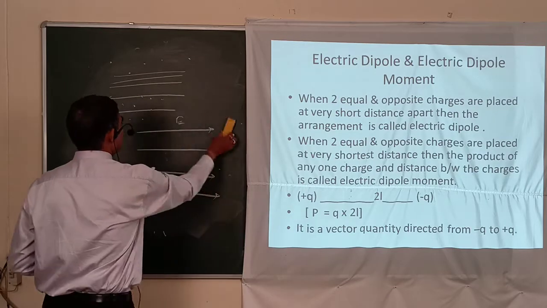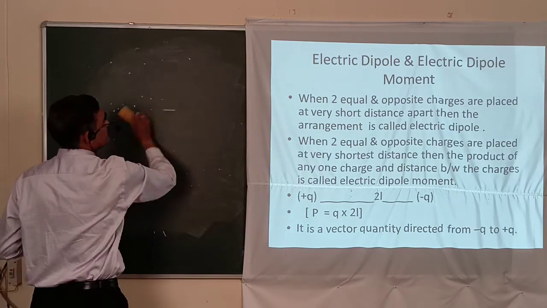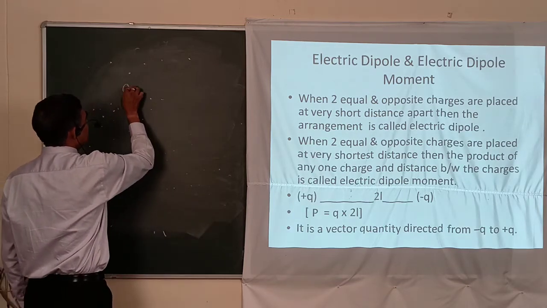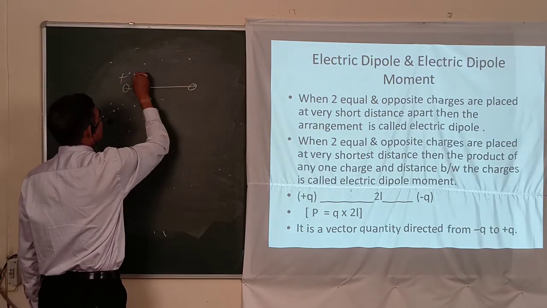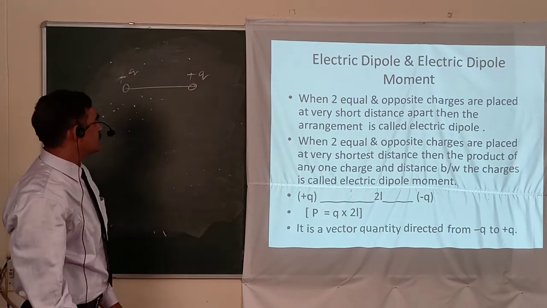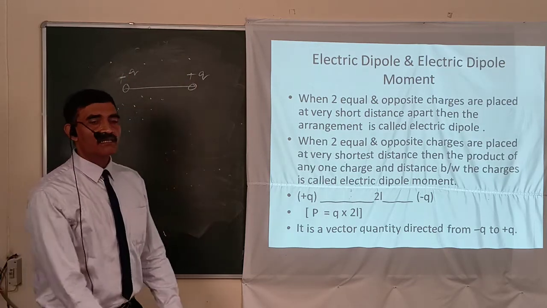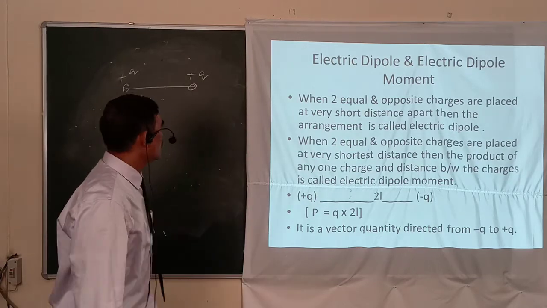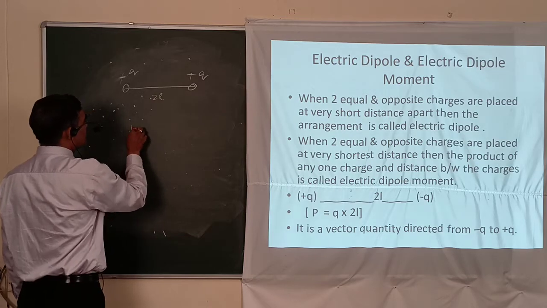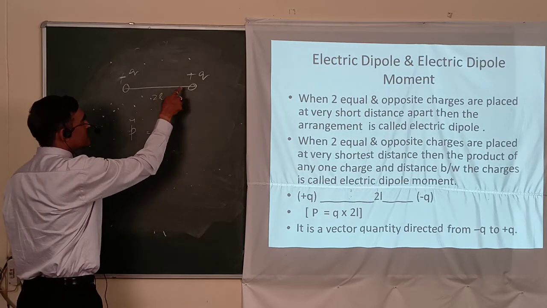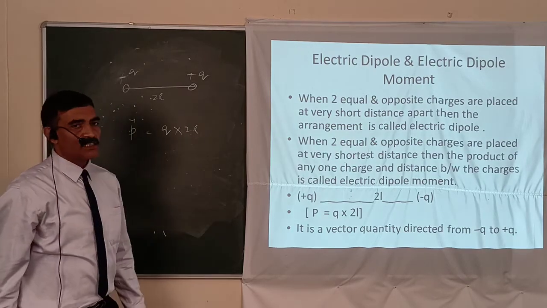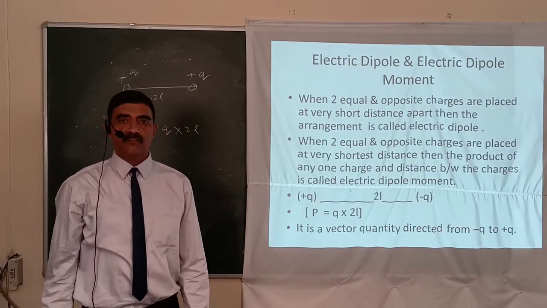Now, electric dipole and electric dipole moment. Whenever two equal and opposite charges are placed at a certain distance apart, then this arrangement is called an electric dipole. Now the electric dipole moment is the product of the magnitude of either of the charges into the separation of these two charges. Generally we take the separation as 2L only for the sake of symmetry.